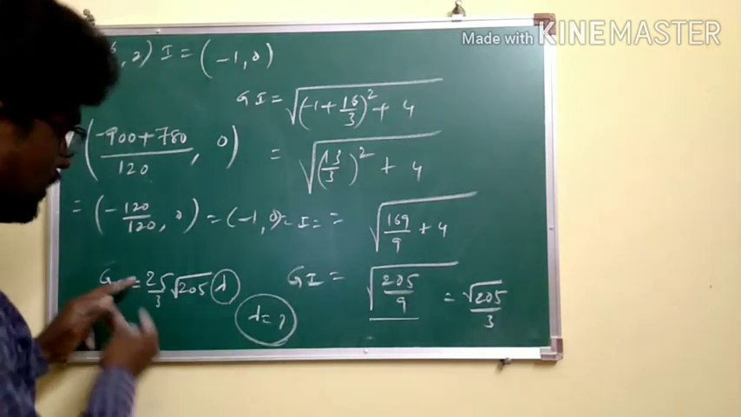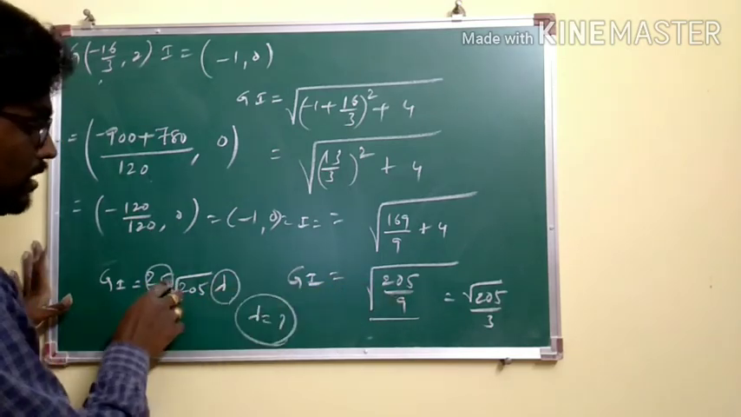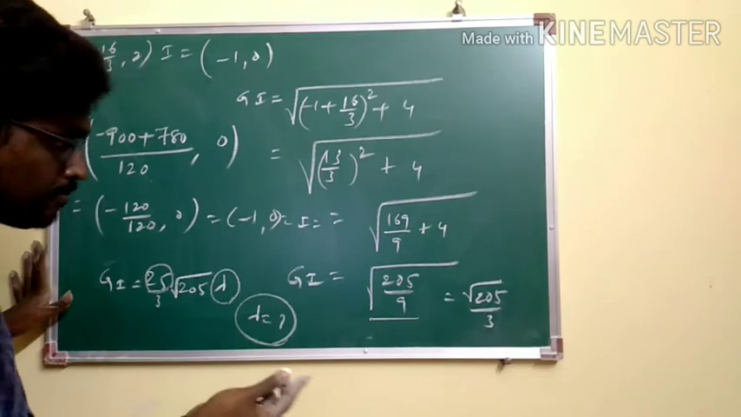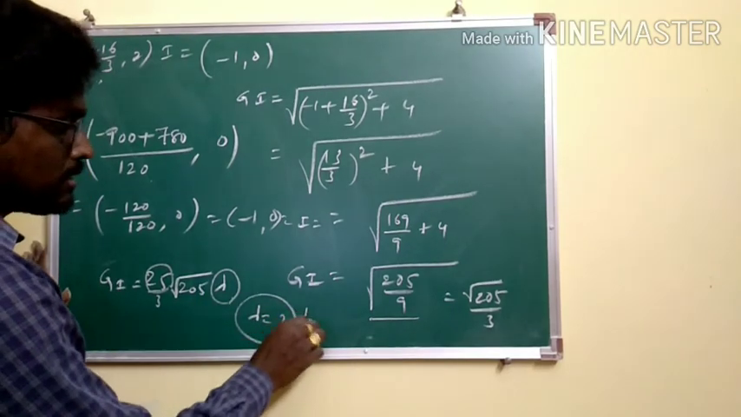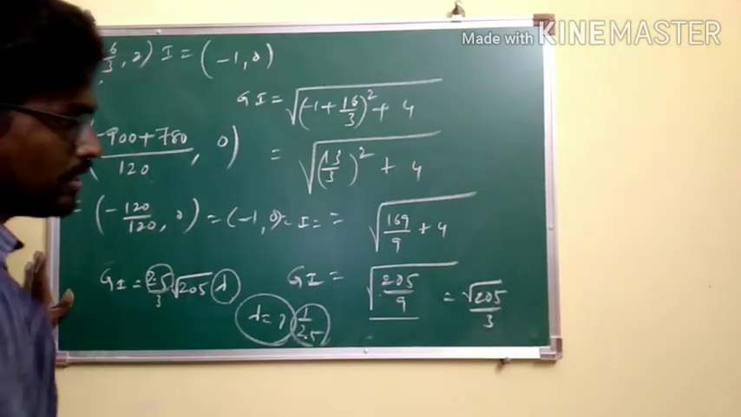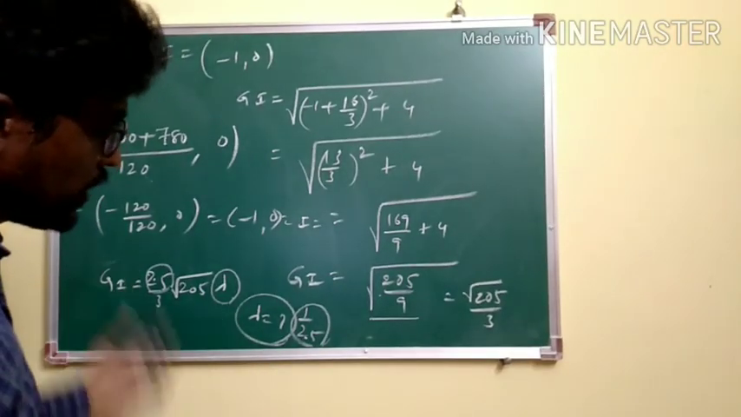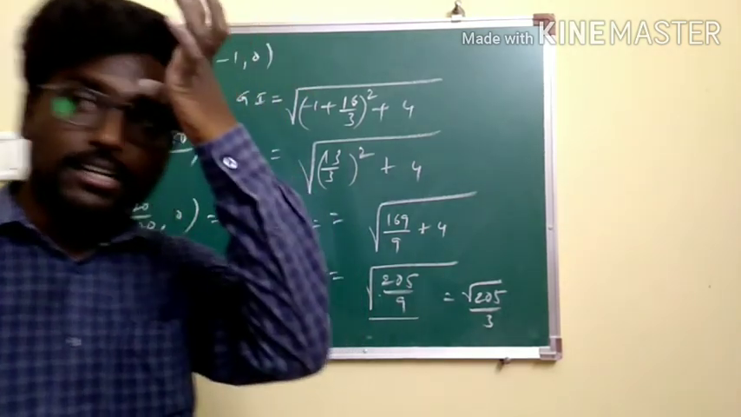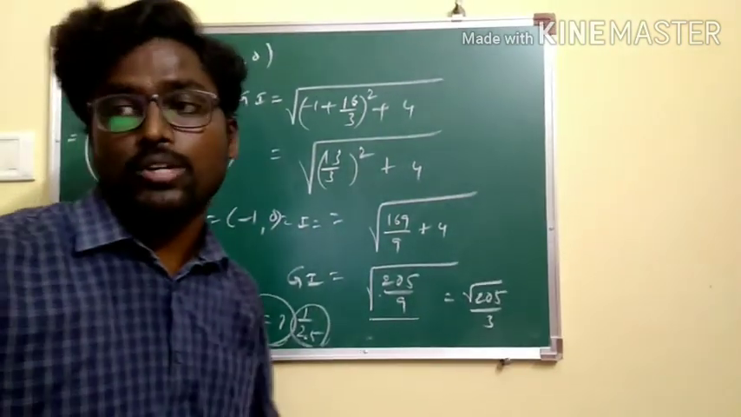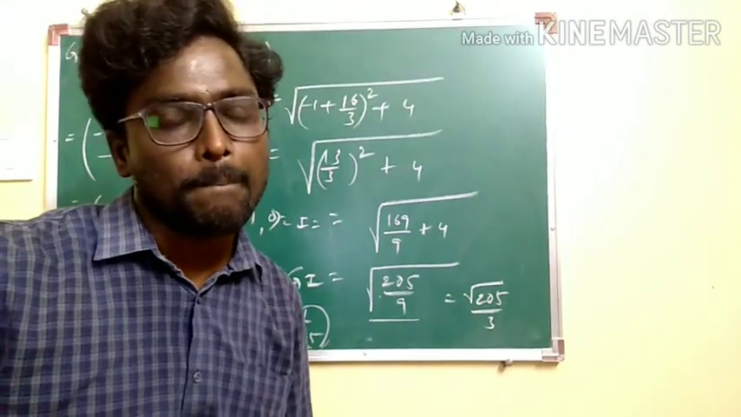What is that? Here what additional value are you finding in the given condition? 25. That is to be eliminated. How can it be eliminated? If you replace lambda by 1 by 25, 25 gets cancelled, so that you will be getting GI is equal to root 205 by 3. Therefore, according to your options, I have already written options 1 by 25, 1 by 5, 25 and 5. So here we have 1 by 25 as the lambda value.